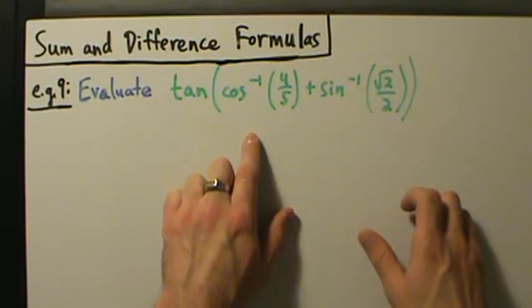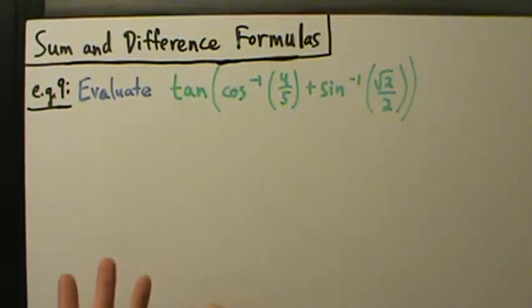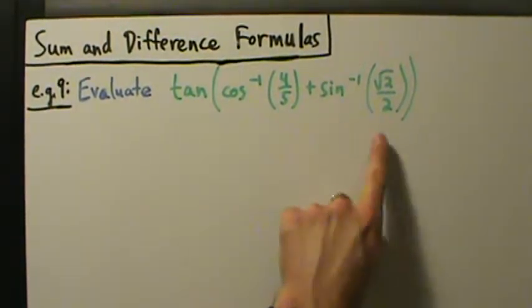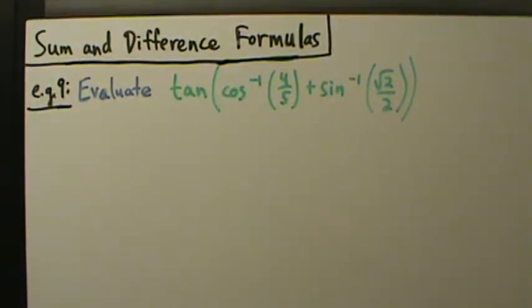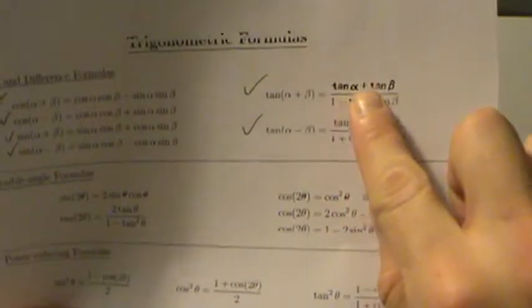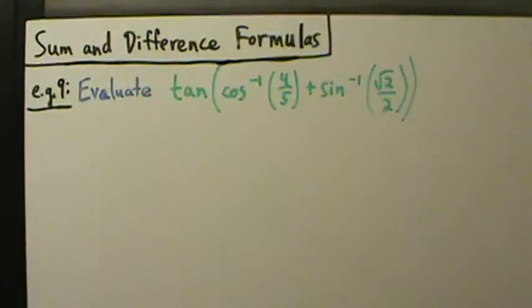So remember, if you take the inverse trig function of some number, technically what you get back is an angle, or you can think of it as an angle anyway. So it's the tangent of one angle plus another angle. So what we're probably going to want to use at some point is the sum formula for tangent here. So tangent of alpha plus beta is tan alpha plus tan beta, all divided by 1 minus tan alpha times tan beta. Okay. So eventually we're going to want to use that.